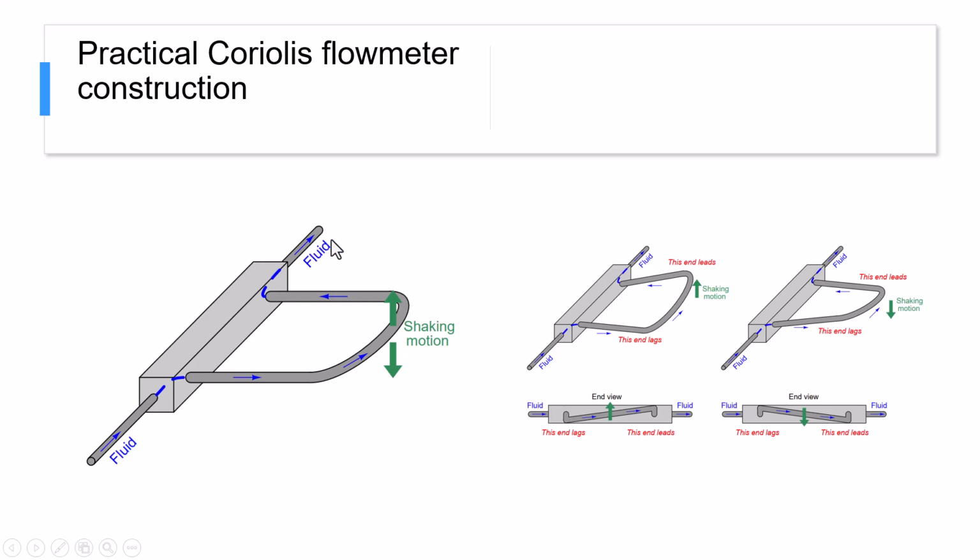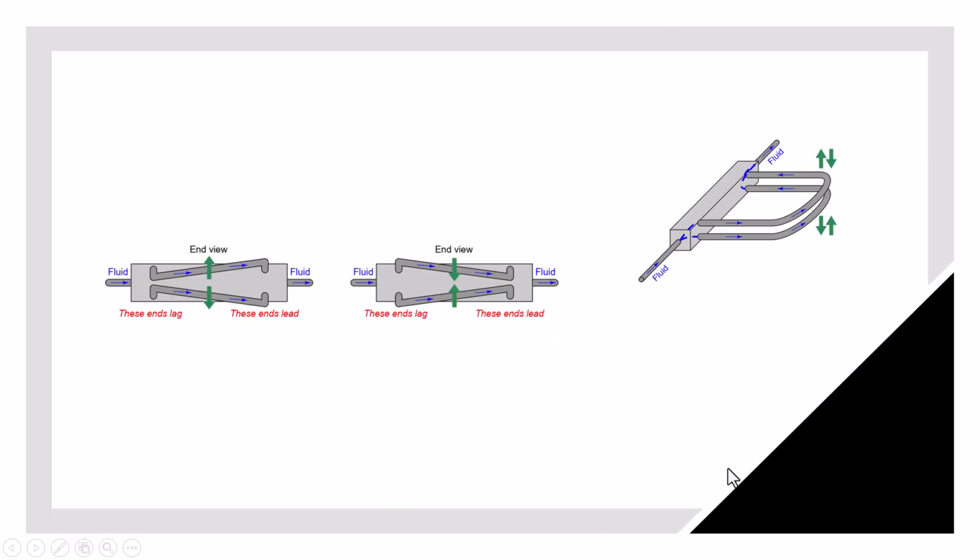Here is the construction of the Coriolis flowmeter. Flow enters the inlet from here and goes out the outlet from here. The shaking motion is like this, up and down. Here the two tubes move in opposite directions: this one is up, here is down, this one down, here up. Up, down, up, down.